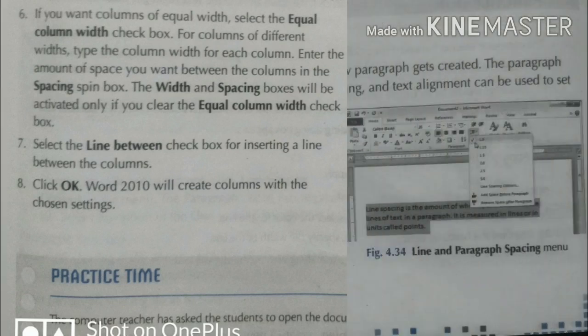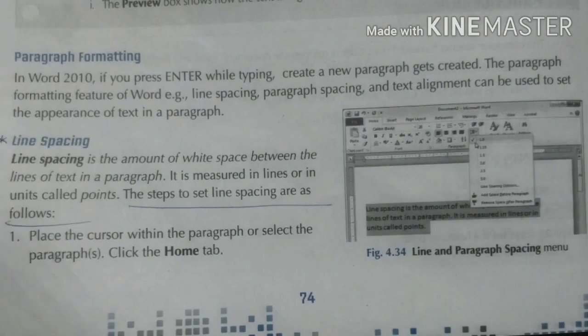We'll move on to our next point, paragraph formatting. When we do paragraph formatting, we use some features. They are line spacing, paragraph spacing and text alignment. And you can set these for the paragraph and change the look. These things we have already done with the word's text formatting. It is similar to that, but here we are talking about paragraph formatting.